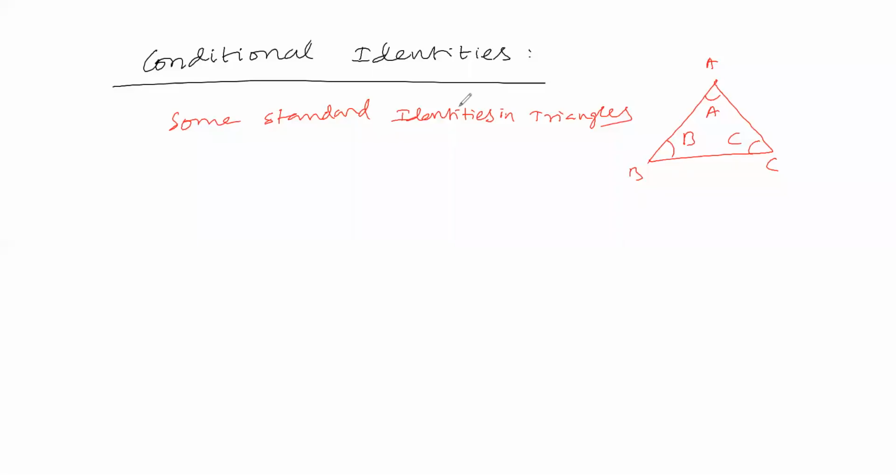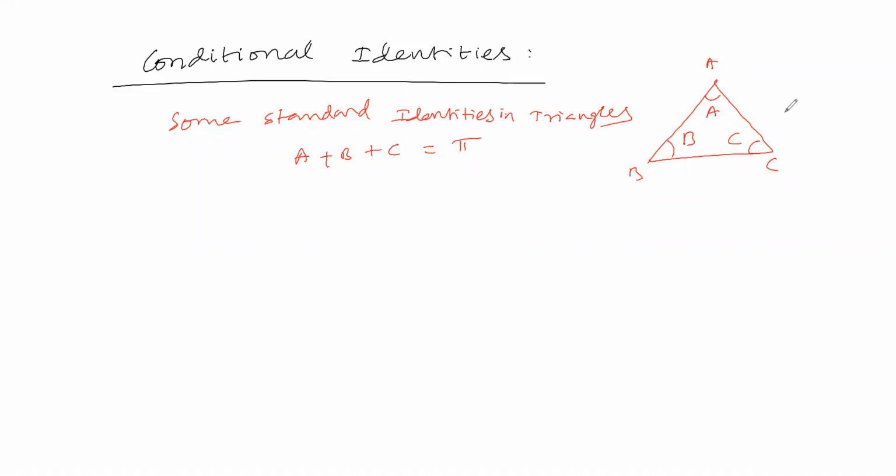Conditional identities we are discussing. In that, some standard identities in triangles we are saying. If you take a triangle, three angles will be there: angle A, angle B, angle C. We know that the sum of angles of a triangle is equal to 180 degrees, that is known as pi radian.